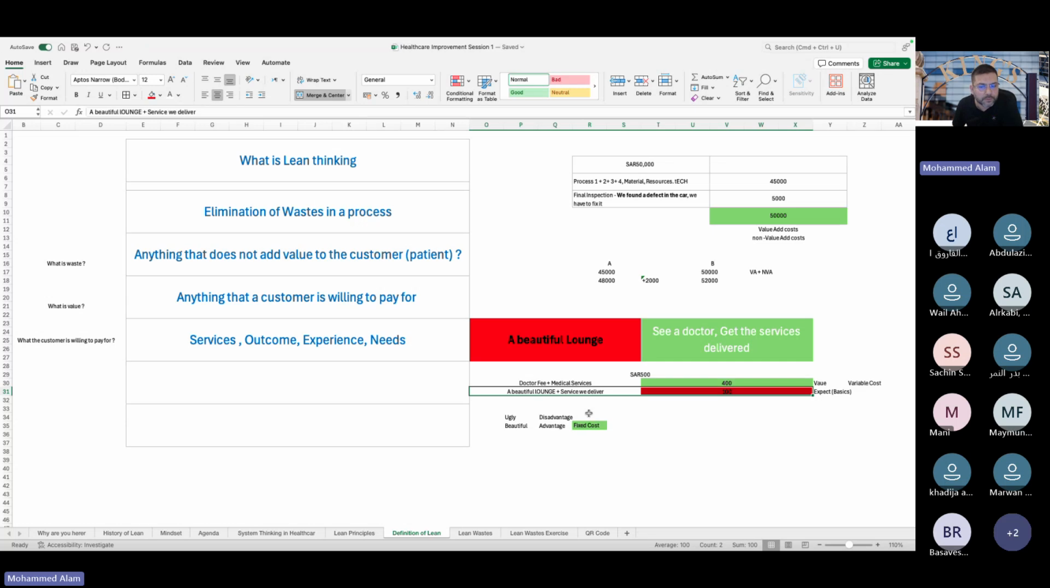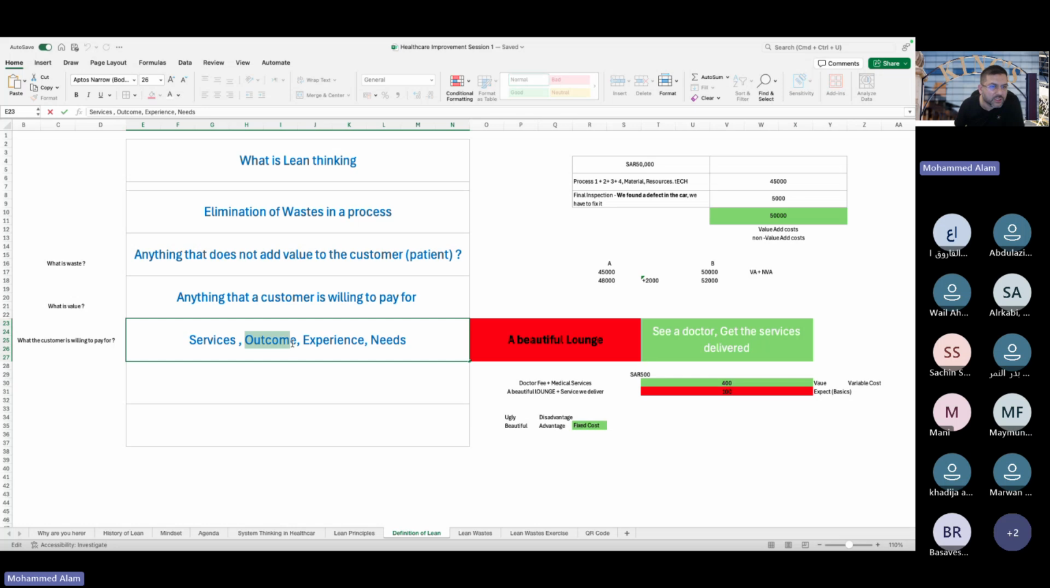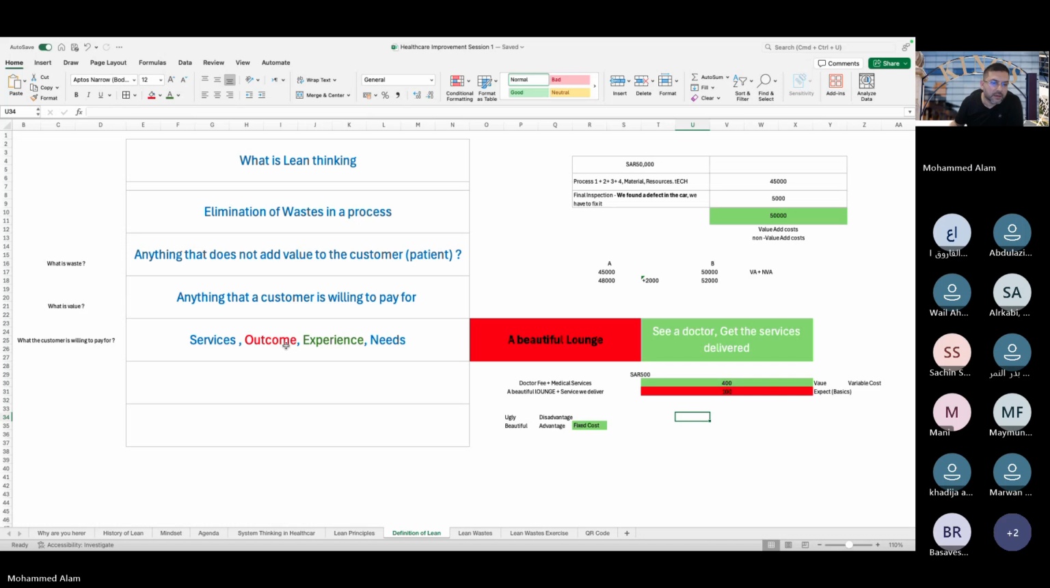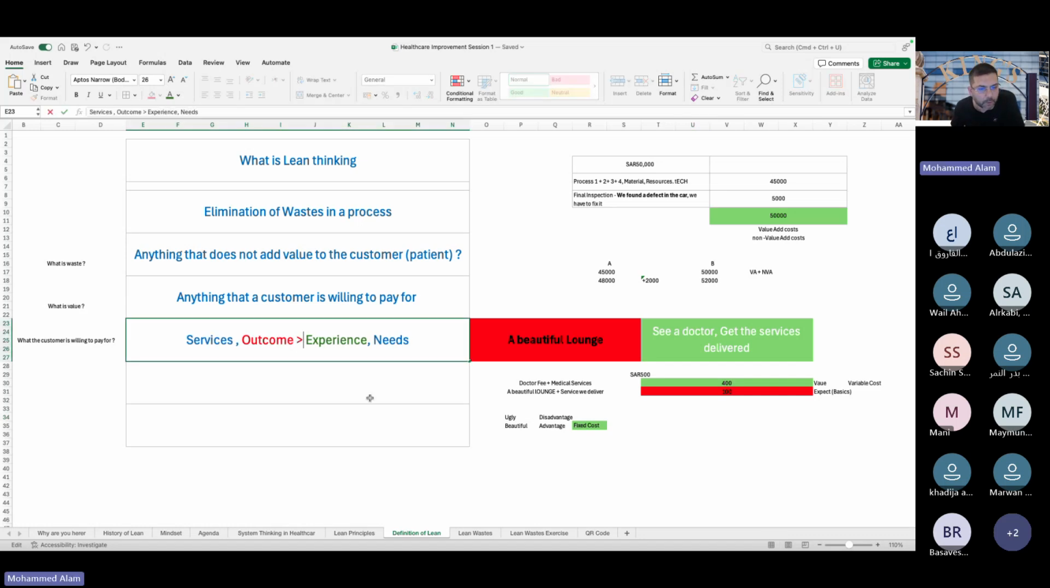Now, from a customer's point of view, the lounge is not delivering the outcomes, but it is definitely delivering the experience. And outcome is always greater than experience from a patient's or customer's point of view. You would not want a very amazing experience with a very bad outcome, but you would rather be okay with a very good outcome and a little bit of moderate experience. So then we need to create the need for that. Yes, we have to.